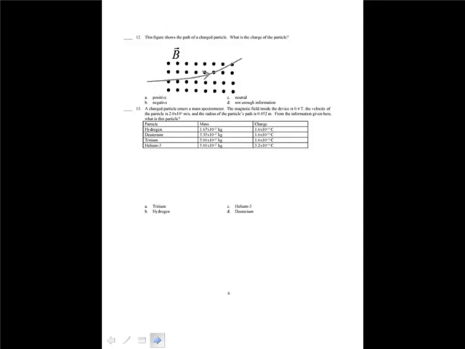The figure of this path shows a charged particle. What is the charge of the particle? Well, you have V going to the right, you have F going up, and your magnetic field is out of the page. Let's just forget the F and consider our B and our V. V is to the right, B is out of the page. That would give you a force that is down. Given this configuration of velocity and magnetic field, that tells me that my particle, since the force is actually up, must be negative. So number 12 is B.